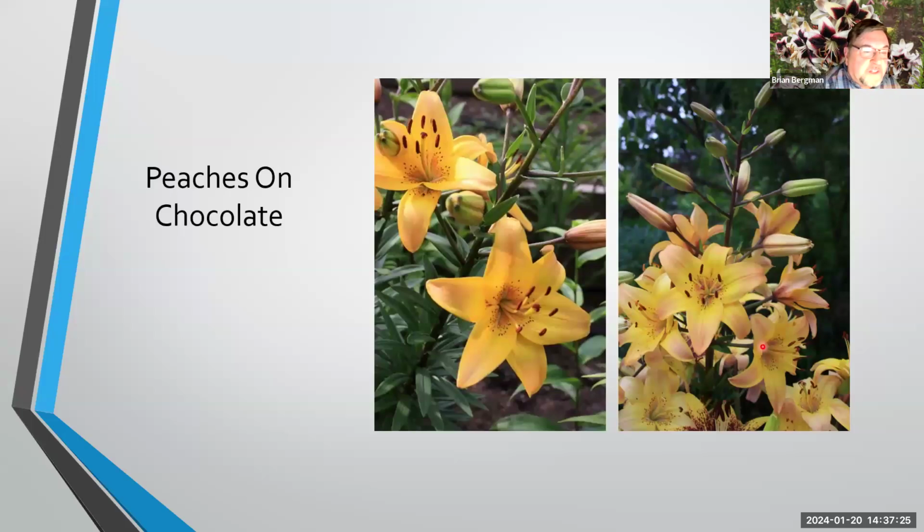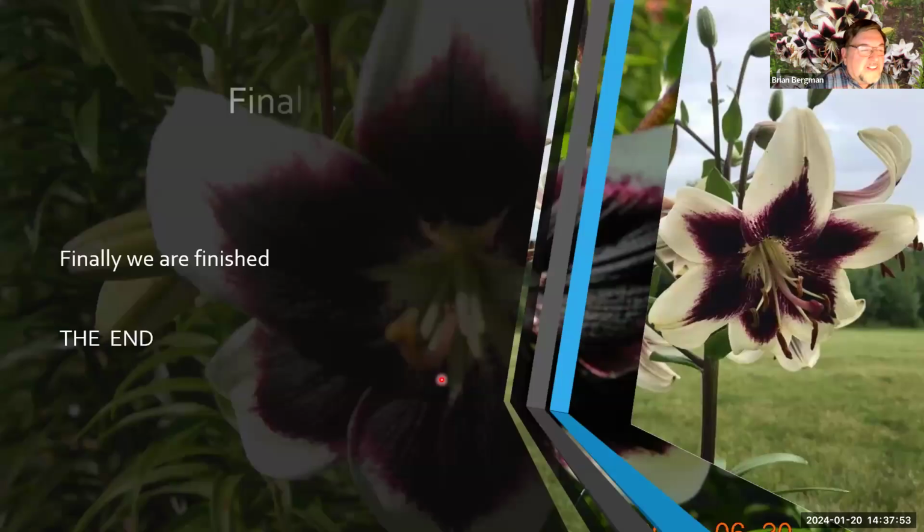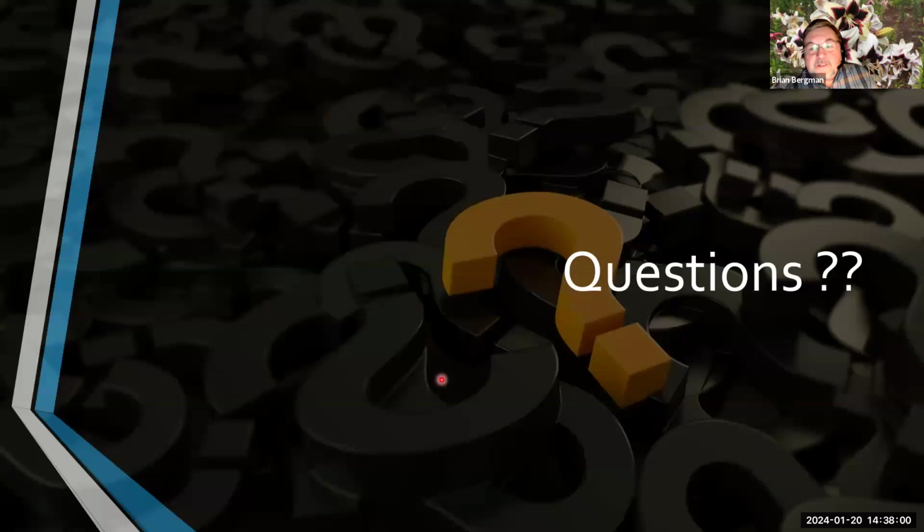And I mentioned Peaches on Chocolate. It made the popularity poll. Isn't that nice? It's really beautiful. Look at that. That is just about a perfect stem, because each flower can open completely without being smashed by the other one. And I can guarantee you that if you grow that and get big bulbs, the inflorescence will just keep getting longer. That's right. That's what happens. That's next. And now we're finished. Finally, that's one of my varieties. I couldn't resist. Finally, we are finished. The end. And any questions again?